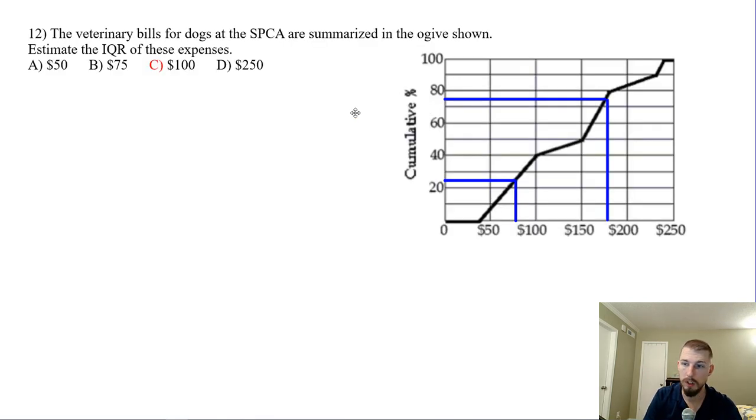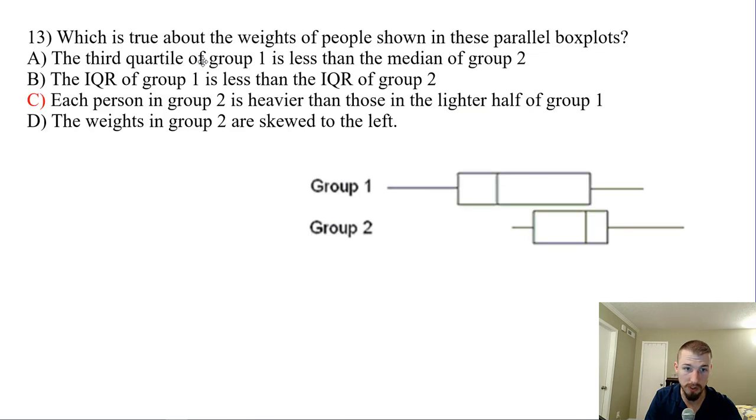Veterinary bills. So here we have an ogive. We want to estimate the IQR. So we've got to find the first quartile, 25%, and the third quartile, 75%. So I just drew the lines over here, drew the lines going down. So it's going to be from about 75 to 175, which I can visually check. It's 100, from 100 to 200. Yeah, kind of cool. I know you wish you could do that. But anyway, our IQR is going to be about 100, which is C.